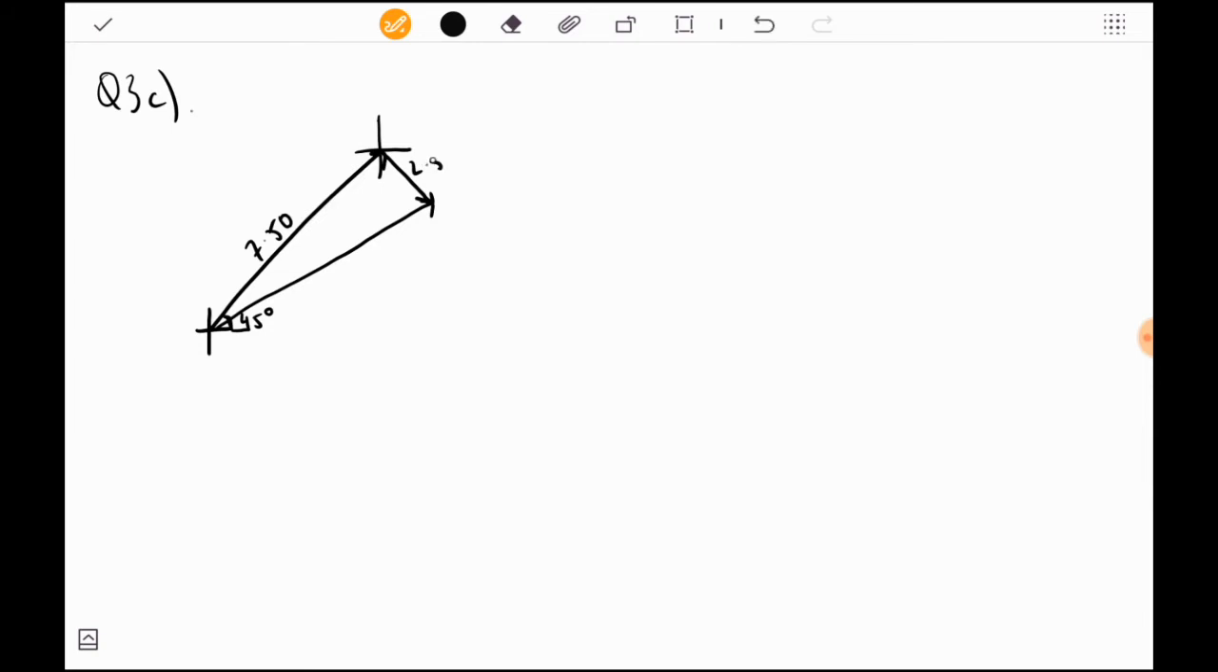Okay, 2.25 kilometers. Okay, so we're not using a right angled triangle, or at least we don't know we've got a right angled triangle.